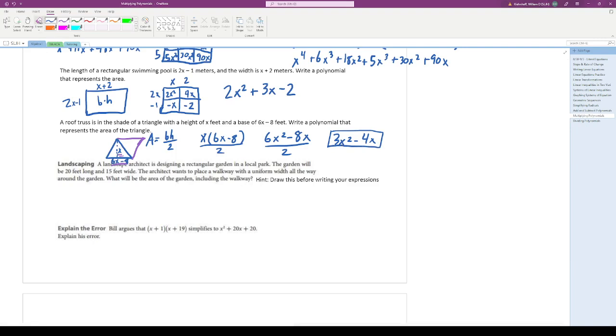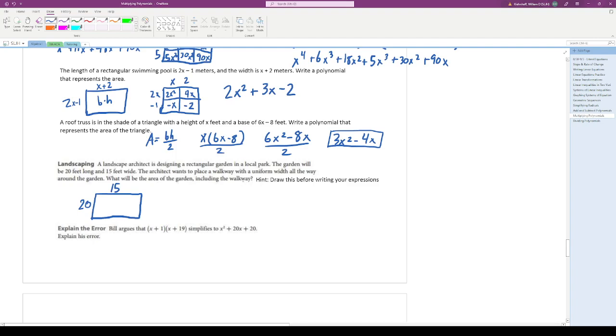All right, next one has a problem about landscaping. I'm just erasing that so I can see it. A landscape architect is designing a rectangular garden. Okay, so let's draw a rectangular garden. The garden will be 20 feet long and 15 feet wide. Okay, so we have a width of 15 and a length of 20. I drew that shorter. It doesn't matter. It's not drawn to scale, but that'll be okay.